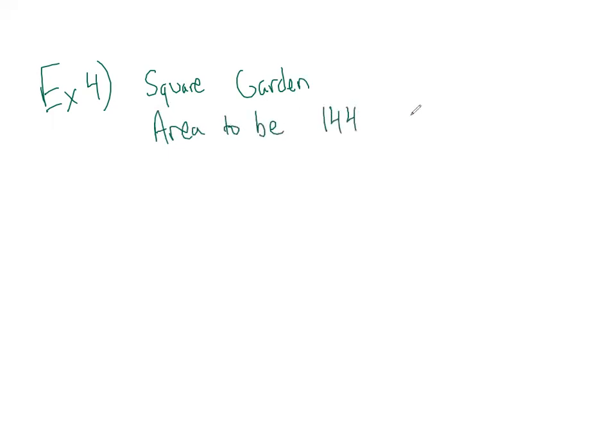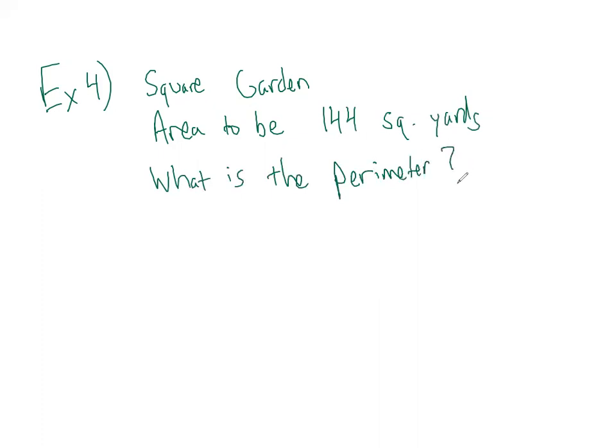Okay. Example 4. They might tell us you're building a square garden. I'm not going to write out the whole thing. You're building a square garden and you want the area to be 144 square yards. And then a possible question could be, what is the perimeter of your garden? Okay, so here's the question.